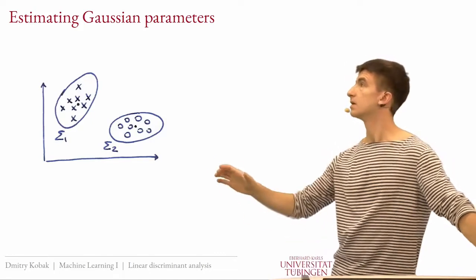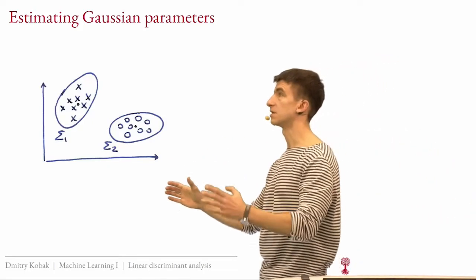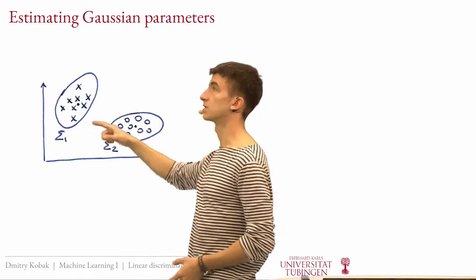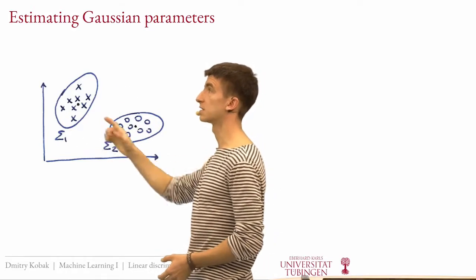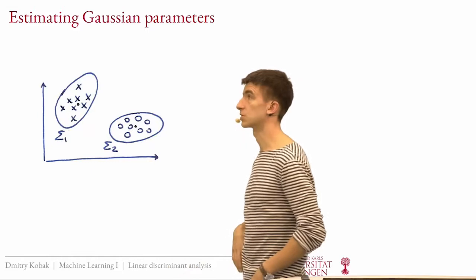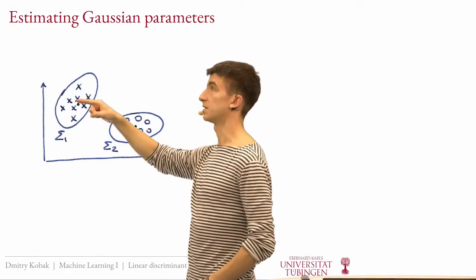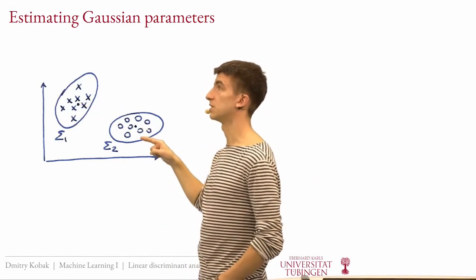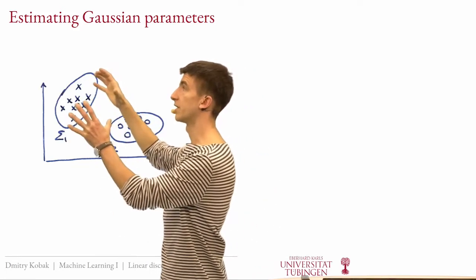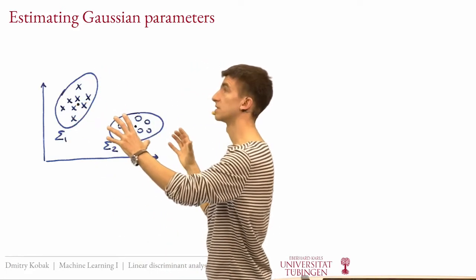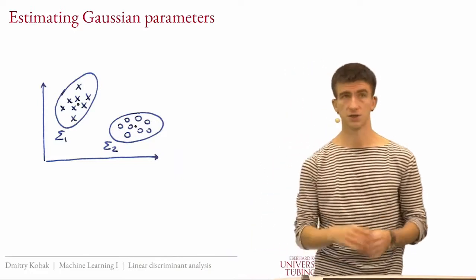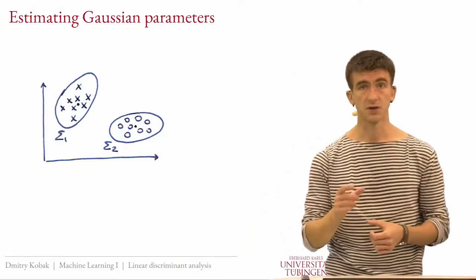Illustration. Here is some data in two dimensions. Here's a bunch of points that belong to class one, that's a training set, and here's a bunch of points that belong to class two. You can, of course, estimate the mean, it's just the mean of these points, and this mean is the mean of those points. Here's the covariance of class one, here's a different covariance of class two. So each is a two-dimensional symmetric matrix.